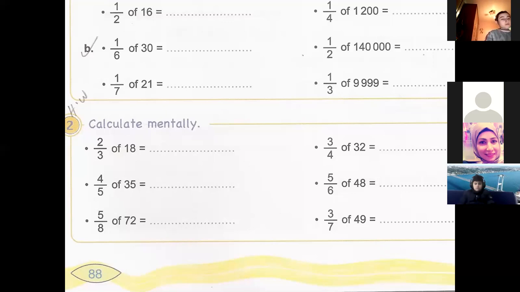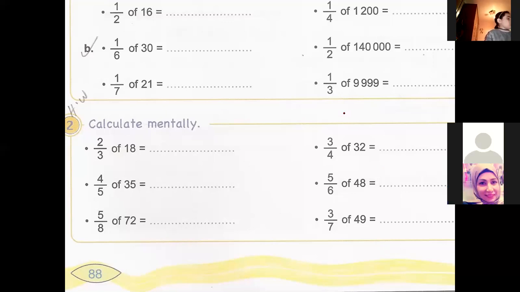Two times, 2/3 of 18. How do we solve it? Open two brackets: 18 divided by 3. Excellent. So we open two brackets, we divide 18 by 3. So two steps: divide, then multiply. Which two numbers do we have to start dividing, Asil?